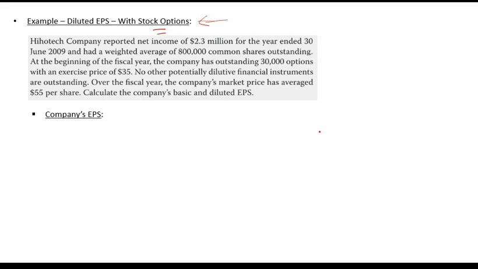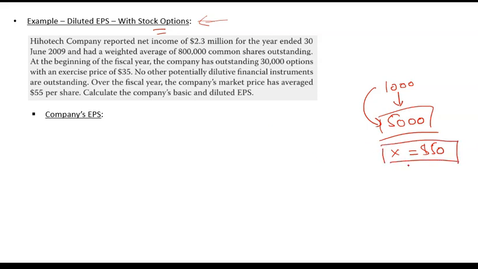So what usually happens is that let's say a company has 1,000 options, and these 1,000 options can be converted into 5,000 shares. So each option can be converted into 5 shares, which means 1,000 options can be converted into 5,000 shares. When these options are exercised, there is a certain exercise price for this option. Let's say that exercise price is $50. This is the price that the employee will pay to buy the shares of the company. So under this option, the employee has the option to buy the shares of the company at $50 each.